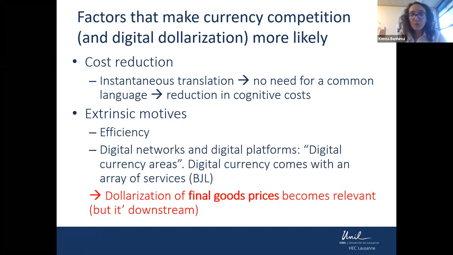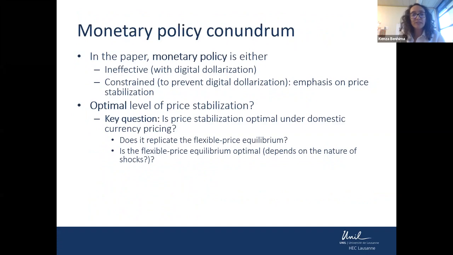Now, there is also this idea of a digital currency area, where consumers will buy some digital currency on Amazon. In that case, dollarization happens for final goods. So the dollarization of domestic goods is relevant, but in this case, it happens more downstream, so the upstream-downstream contagion is perhaps less relevant. But here, I just assume that dollarization happens through digital networks and digital platforms. It can also happen through other channels like CBDC, and maybe in that case it will be still different. But again, it's difficult to predict.